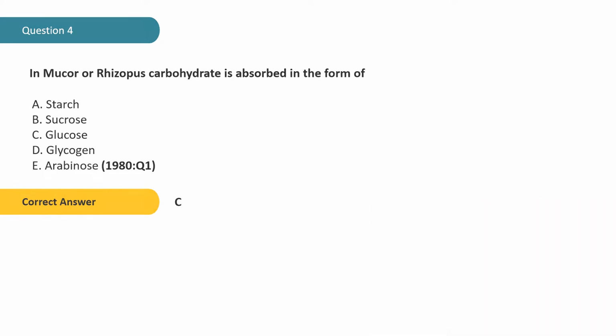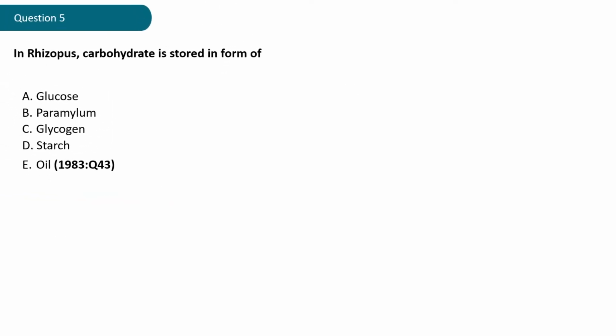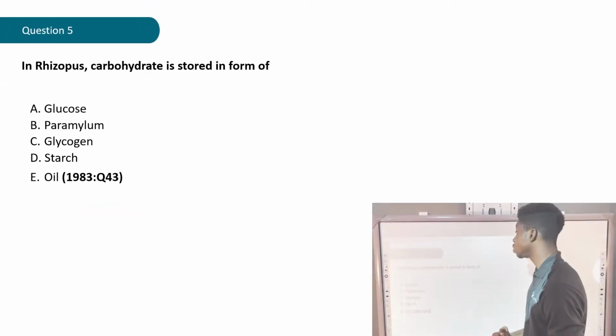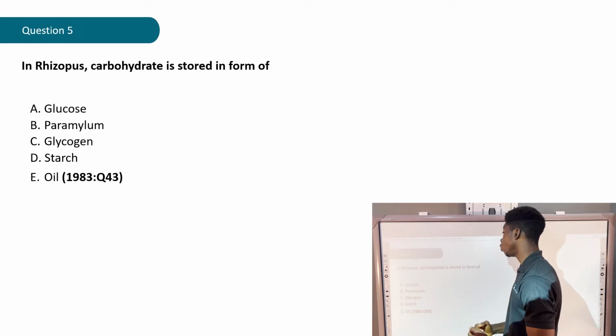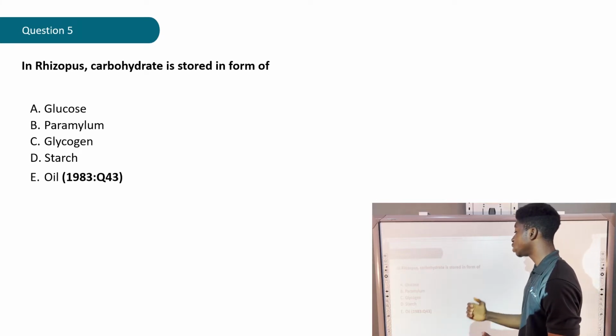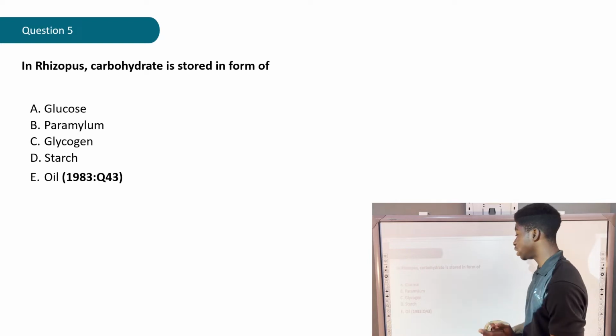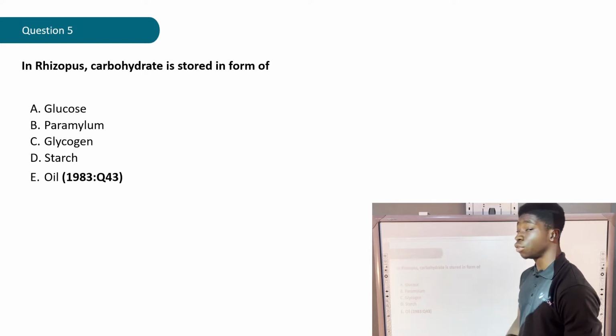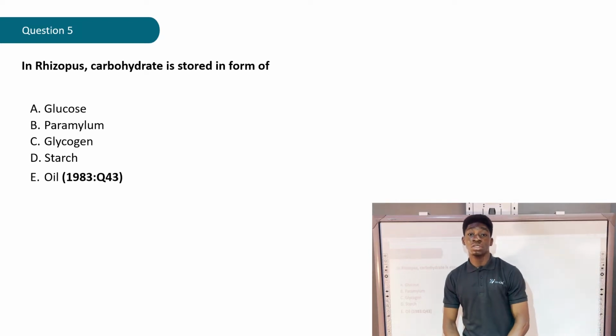The next question. Question 5. In Rhizopus, carbohydrate is stored in the form of A. glucose, B. paramylum, C. glycogen, D. starch, E. oil. The question is gotten from the year 1983, question 43. Why not give it a try?